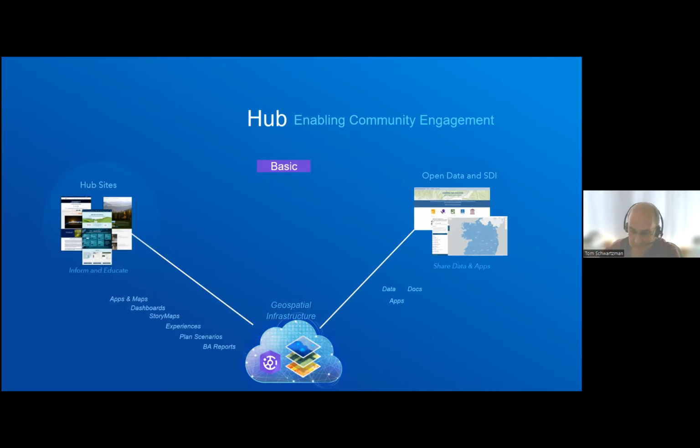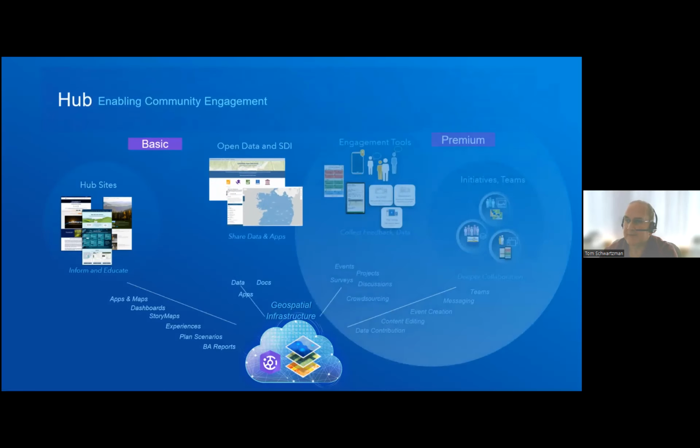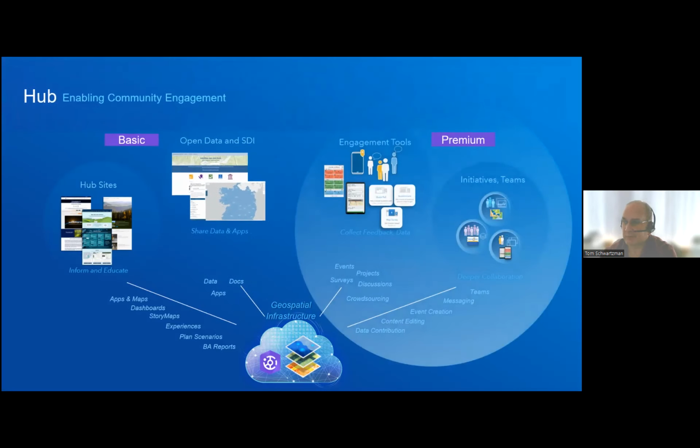Okay, that's basic. And again, we'll see how people are using this. We'll get into a demo of building and using it, so you'll see some of that. And then we add this idea of premium, and premium really adds these engagement tools. And it gives us the ability to have events and a calendar, and to have projects, which we'll talk about later, and discussions, and to have this thing called a community organization, which is like a sister organization that's attached to your primary ArcGIS Online organization.